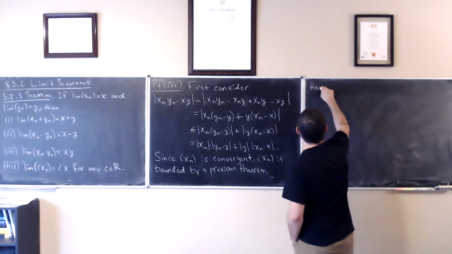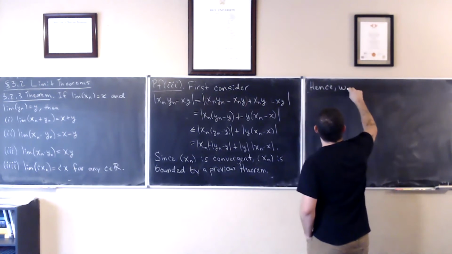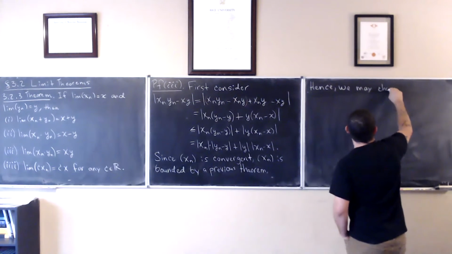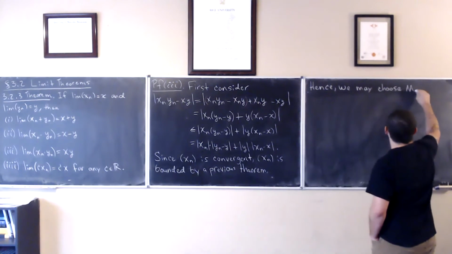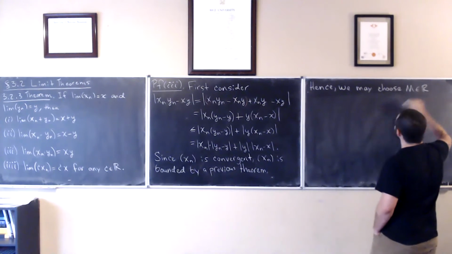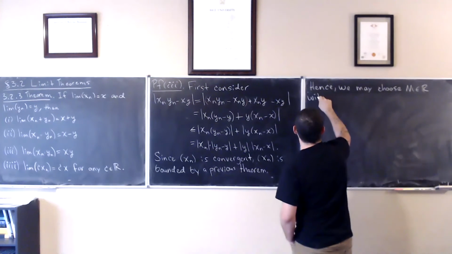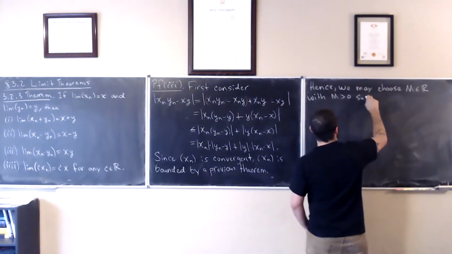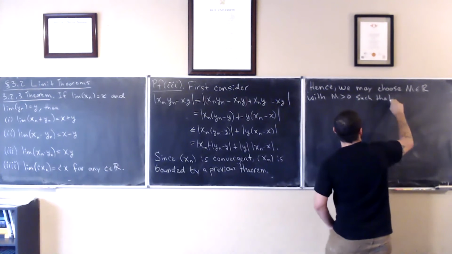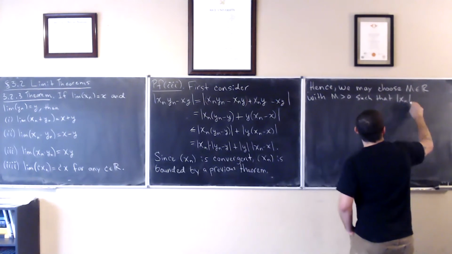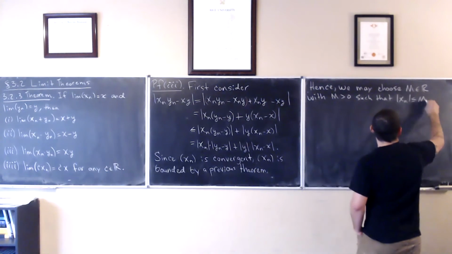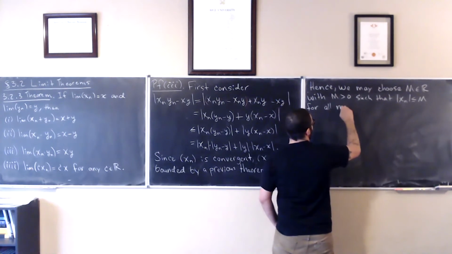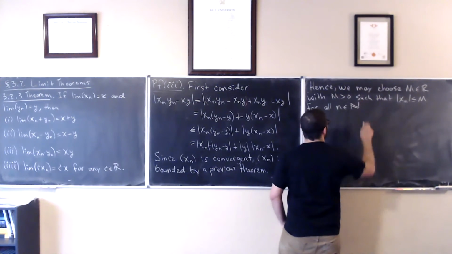Hence, we may choose m, some positive real number, with m greater than 0, such that in magnitude, xn is always bounded above by m for all natural numbers n.